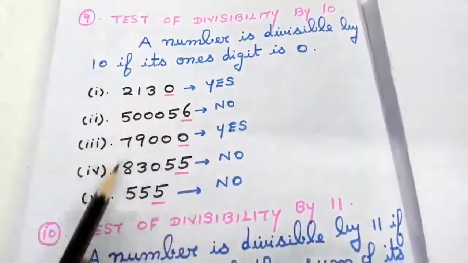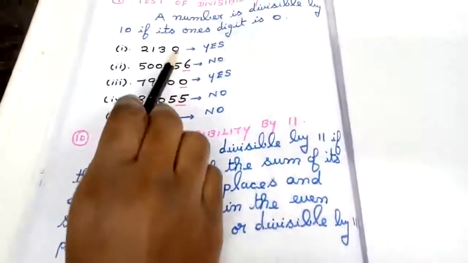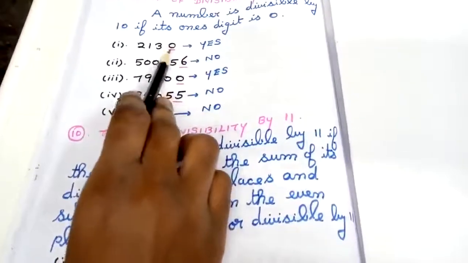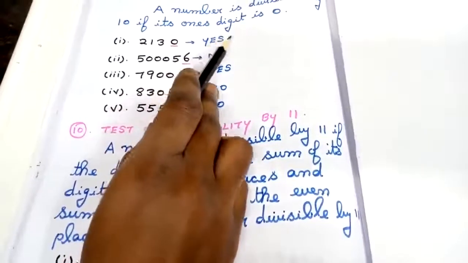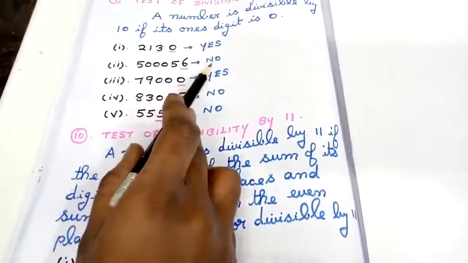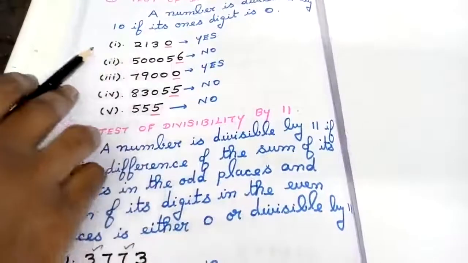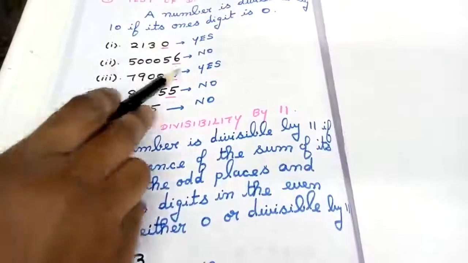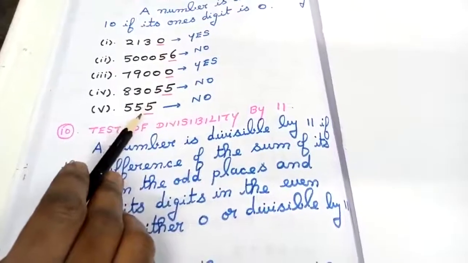So I am just taking the questions here, students. I am just underlining the ones digit. I have just written like this. Ones digit, if you have 0, it means yes, it is divisible by 10. If it is 6, it means no, it is not divisible by 10. So when I am checking, only the first and third questions satisfy the rule given for 10 table, and the remaining are not divisible by 10 table.